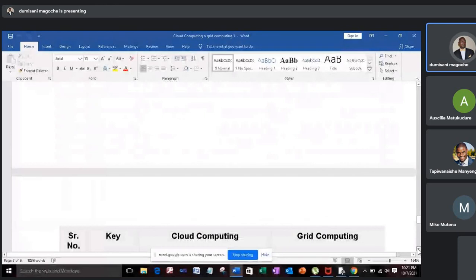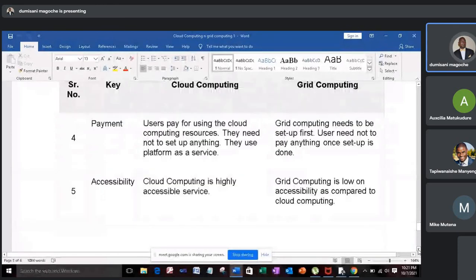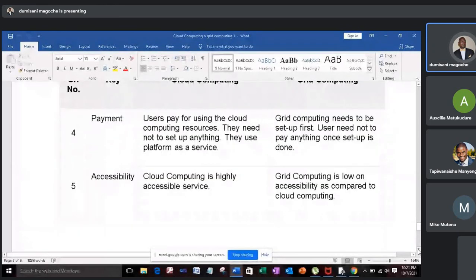Then on payment, cloud computing users pay for using cloud computing resources. They need not set up anything. They use the platform as a service. Whilst grid computing needs to be set up first, and the user does not need to pay anything once setup is done. And then accessibility. Cloud computing is a highly accessible service. You can access it anytime, whereas grid computing is low on accessibility as compared to cloud computing.